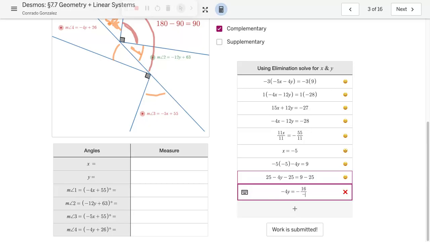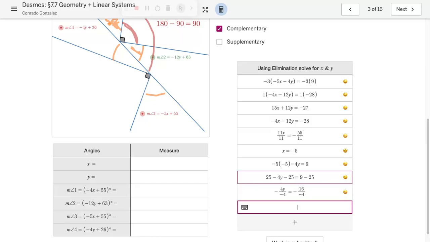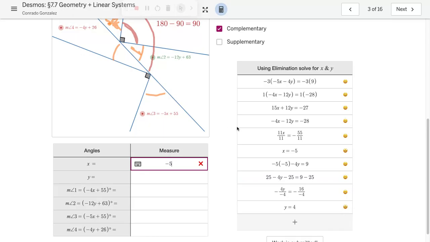And I divide both sides by negative 4. Negative 4 divided by negative 4 is 1. So y equals negative 16 divided by negative 4, which is positive 4. And those are my two answers: x is equal to negative 5, y is equal to 4.